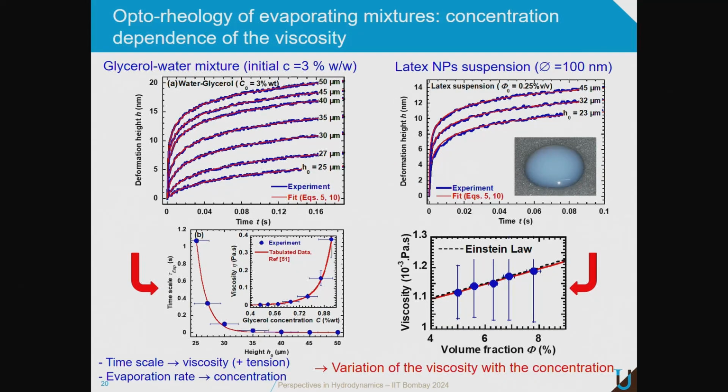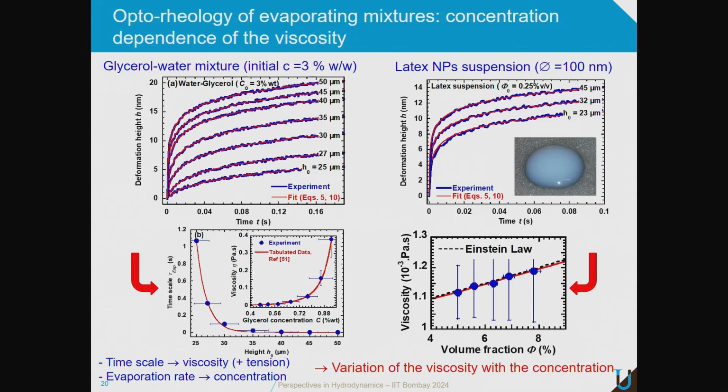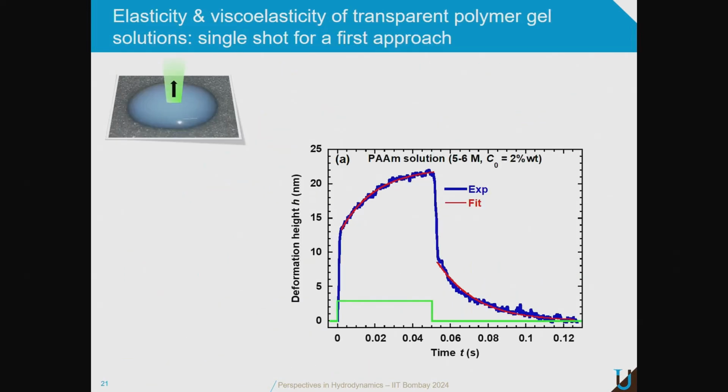So you can do also that with latex suspension. So then you evaporate your water, so your concentration in particles is increasing. And of course, we were happy to find the Einstein law, and here you have huge error bars linked to the fact that in the calculation, the volume is involved, and the volume costs a lot. But in fact, it is quite nice.